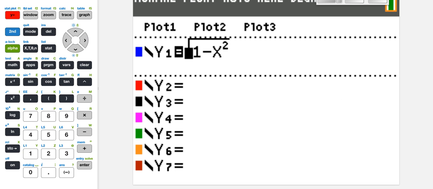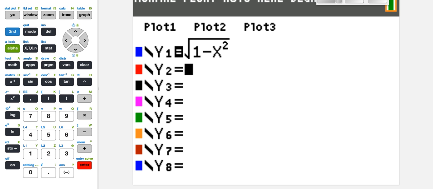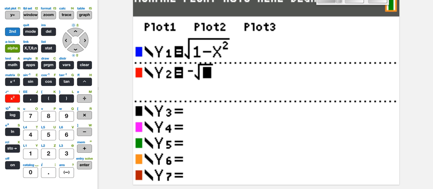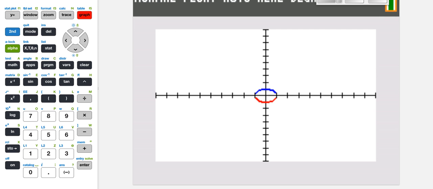Okay, keep the first one. Now this time I'm going to do the exact same thing, except this time I have a negative in front. Negative square root of 1 minus x squared, and graph. You should see the second half of the graph. Look at this. Now you have a circle. I know it doesn't look like a circle.